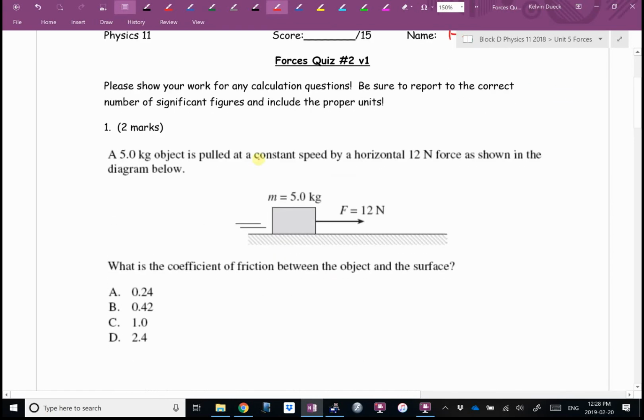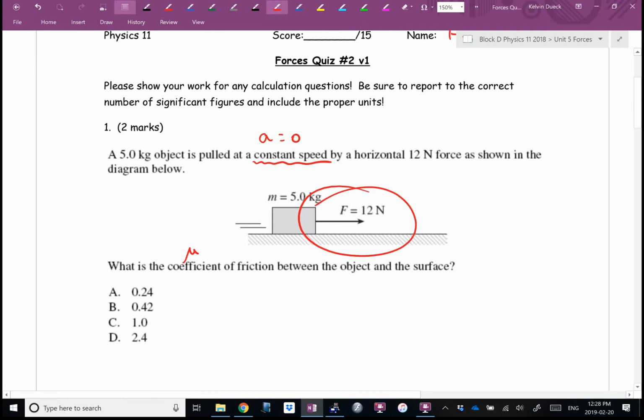Object is pulled. Anytime I see this phrase, I mentally or actually underline it, because this tells me that the acceleration is 0. This tells me that forces are, I'm looking for a word that means letter B, balance. It tells me a lot of information. They want me to find the coefficient of friction. They want me to find mu. This is a job for a free body diagram. Now, how do I know that? There's definitely, Courtney, a force of friction in this question.